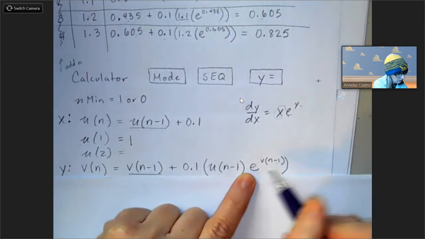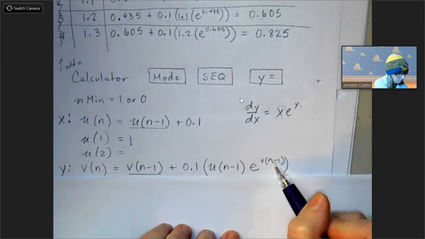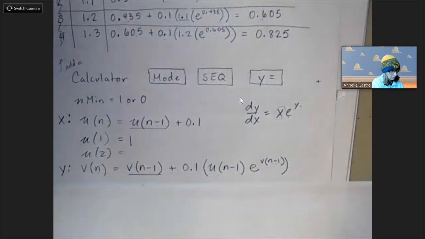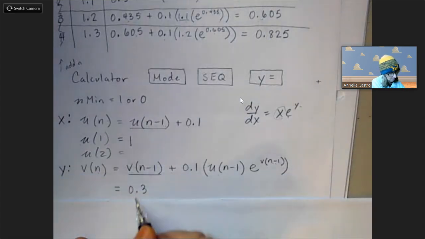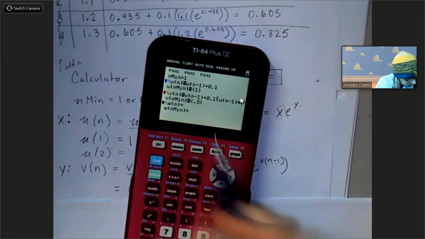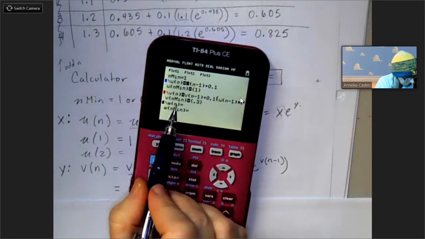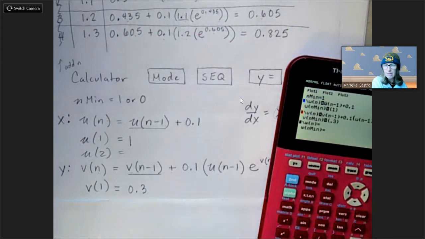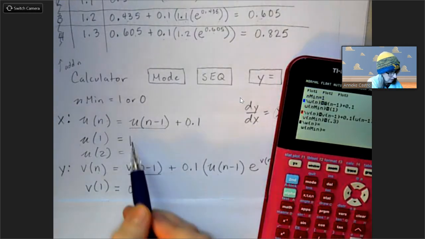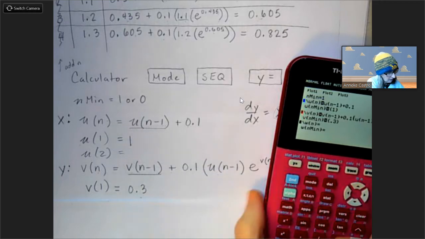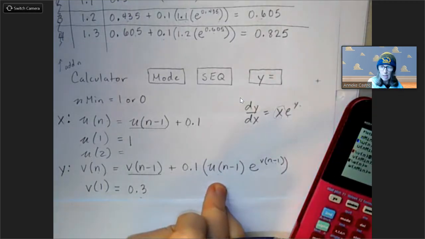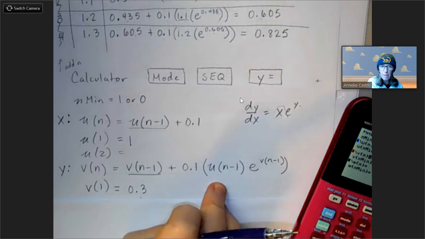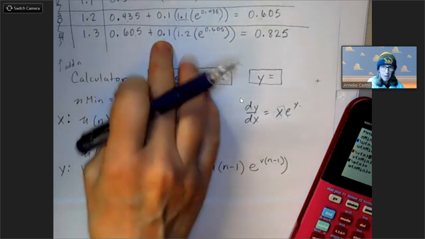So how do I get the previous y? V of n minus 1. And then what was our starting value? So our starting value for v is 0.3. So you see on my calculator, it says v of n minimum, but yours might say v of 1, whatever yours says. You got to get that starting y value in there. So we need to have the starting x value, the starting y value, and we need to have our equation for how we calculate the next y value, which is directly parallel to what we do here.